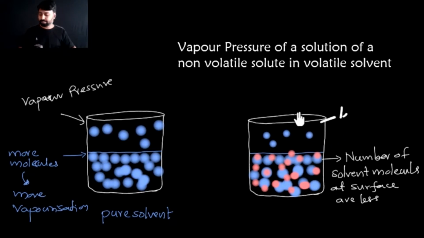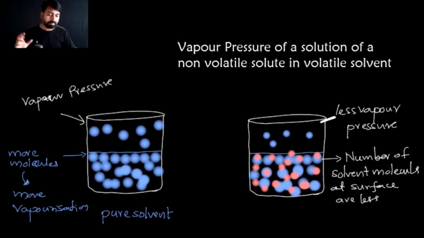Less vapor pressure. So why less vapor pressure? Because here less vapor is produced. And why is less vapor produced? Because the surface area is reduced there due to the presence of non-volatile solute.